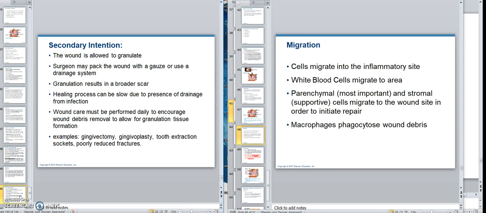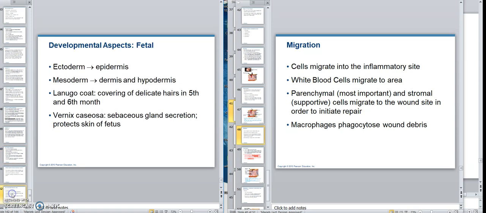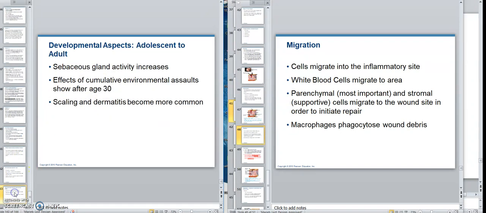So with that, I am going to close this. I'm not going to talk about development. We already know that the epidermis comes from ectoderm, so I'm not going to get into that. Okay, and we'll just close right here.